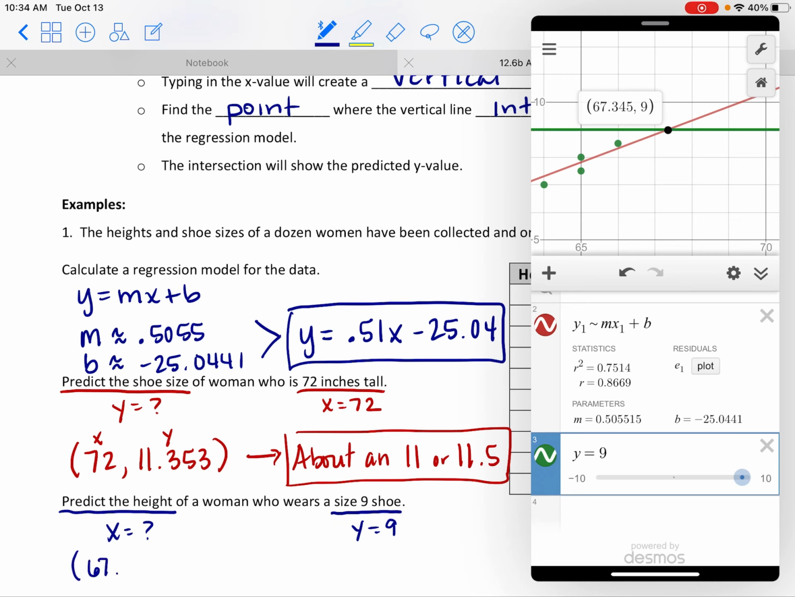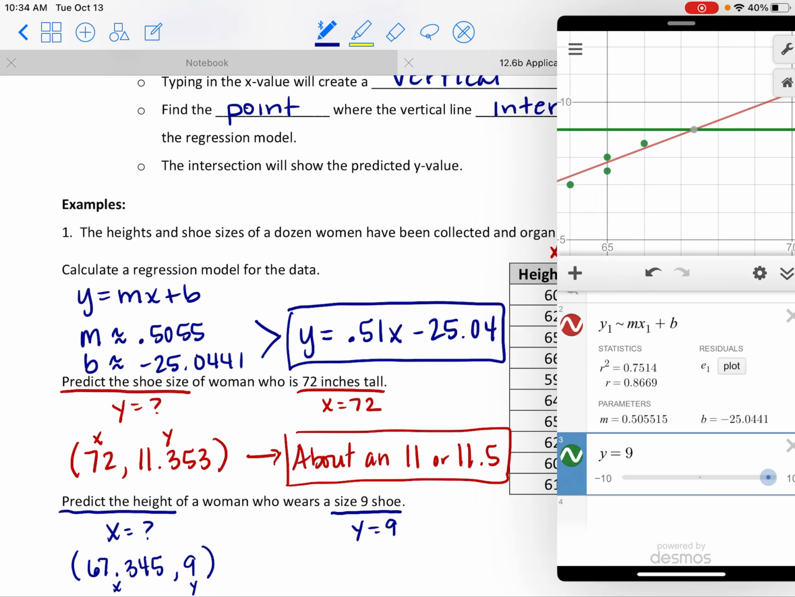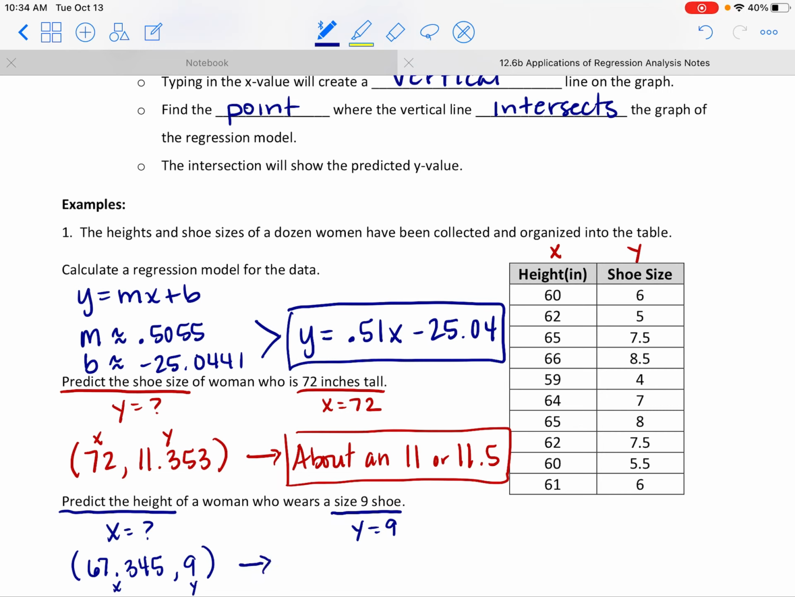So it says 67.345, comma 9. Again, this is an x and a y, so when my y value is 9, my predicted x value is 67.345. That is telling me that the woman who wears a size 9 shoe is probably about 67 inches tall. Okay, so let's say about 67 inches tall. And that would be 5'7" approximately. Okay, so there it is, making predictions.